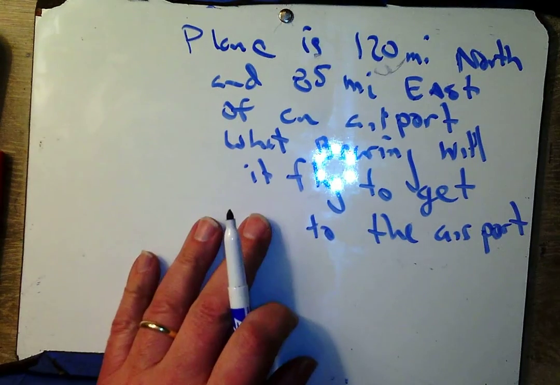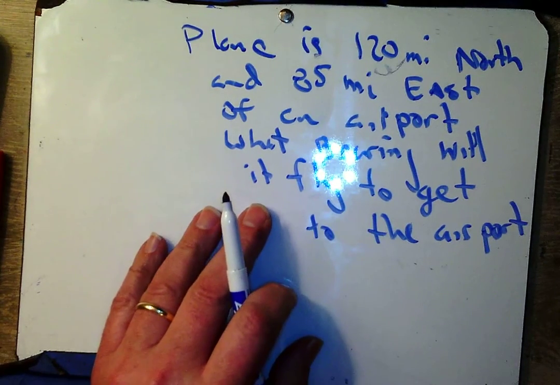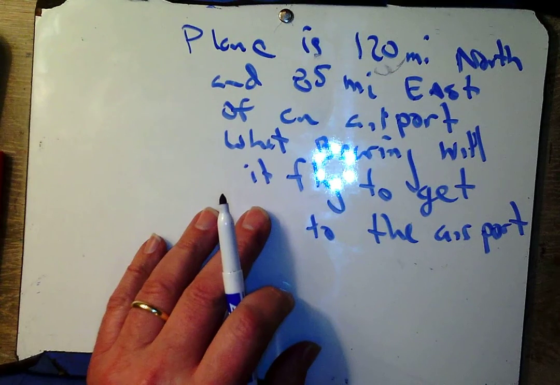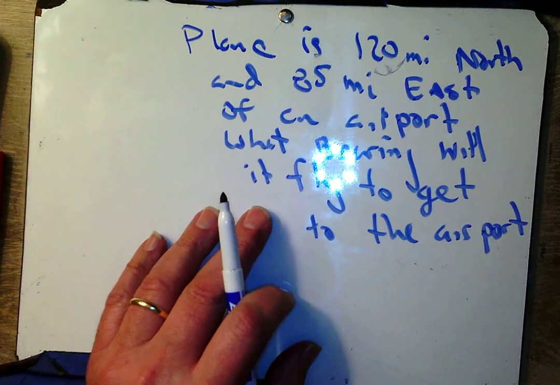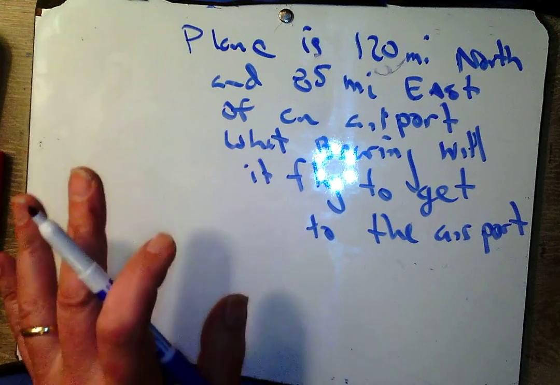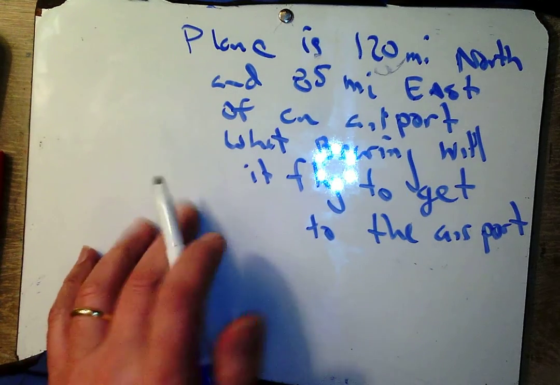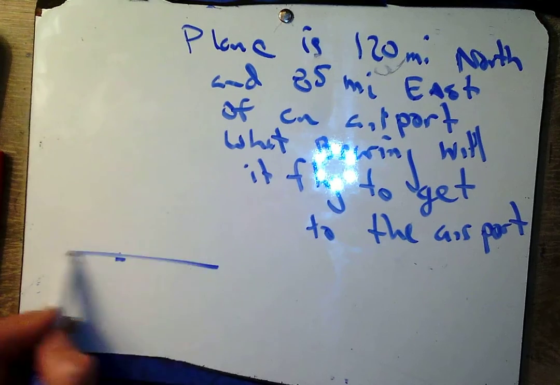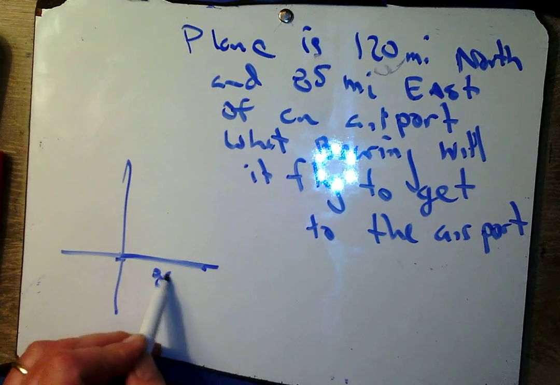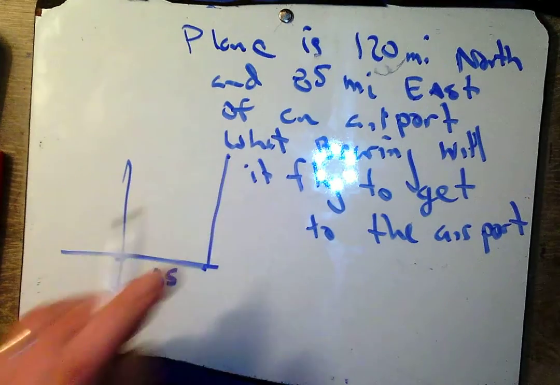Now, curiously enough, with this problem, what I see happening on assessments is people draw a triangle, people label the triangle properly, people use the correct trig function, and then they write the answer wrong. Completely wrong. So let's see what we've got. We've got an airport, and we know that 85 miles east and 100 miles.